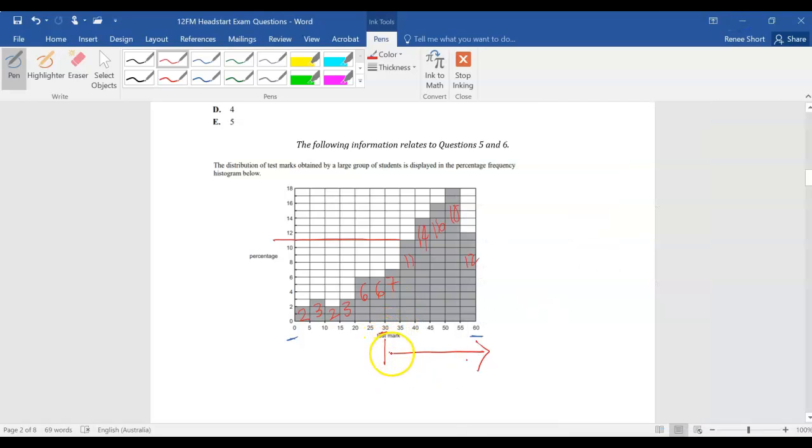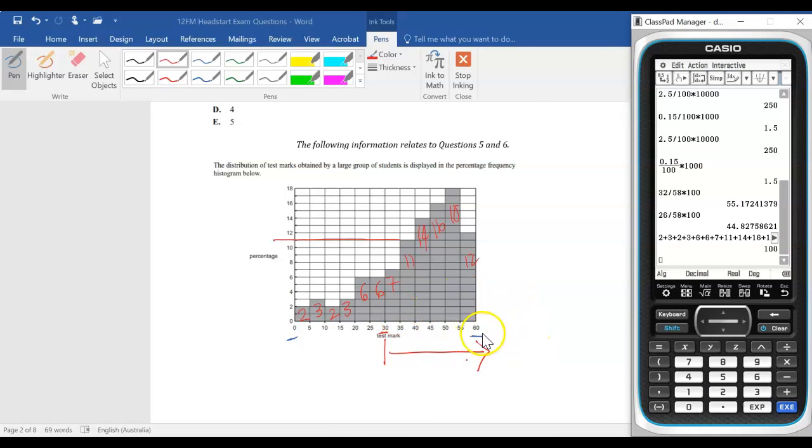If I want now the percent which is higher than 30, what I need to do is add the percentages for these columns from 30 across. So I need to go 7 plus 11 plus 14 plus 16 plus 18 plus 12.